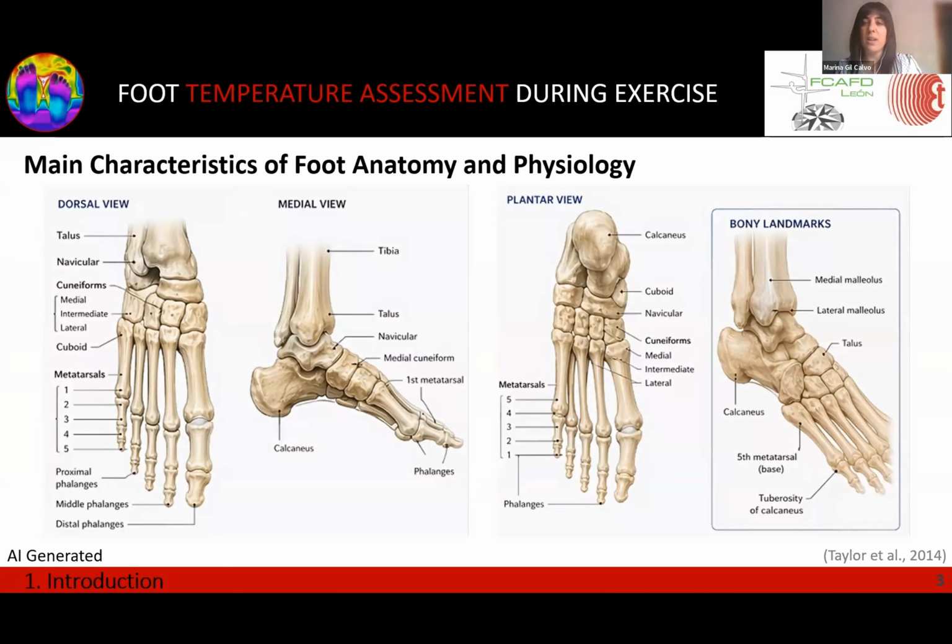It is composed of 28 bones, which is approximately 30% of the total number of bones in the body, and it also has some structures that help support all this body weight, such as the hallux, which has limited mobility but provides important structural stability to our whole body.